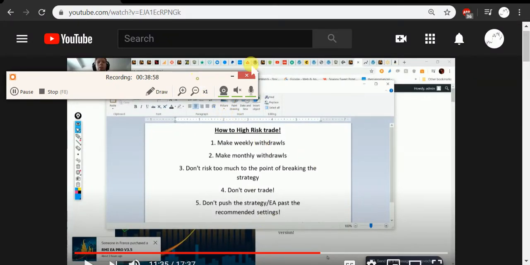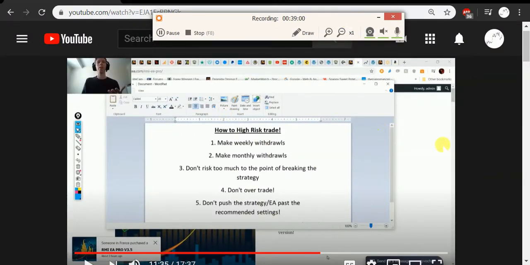So here's his presentation of how to high risk trade. Make weekly withdrawals. Okay, so then you'd only blow up what's left in the account. Make monthly withdrawals. Okay, but I don't know if that's going to build the account up too much. Isn't there a balance point here between making too much? How much withdrawals, right?